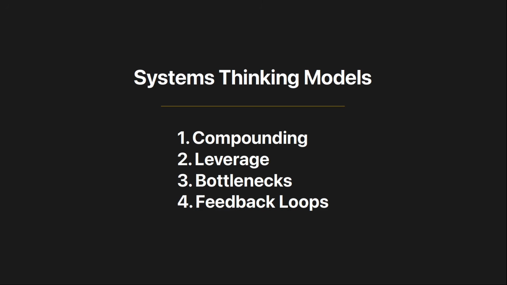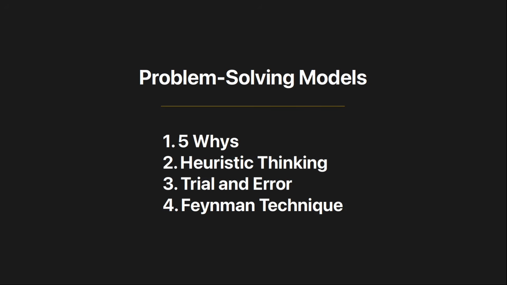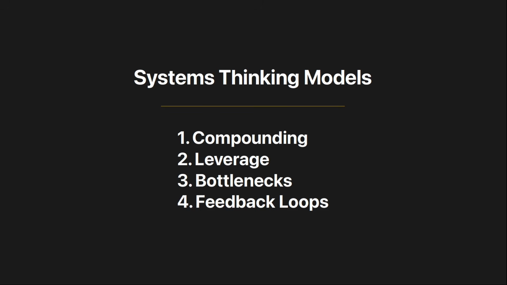Then we have systems thinking, which includes compounding, leverage, bottlenecks, and feedback loops. This systems thinking section, right? These models, you can use them to improve your already working system. So you'd use problem solving models in order to get a working system, right? To get a base system. And then you'd use systems thinking models in order to improve your system to get it to be the best version that it can be, to get your setup to look as good as it can.